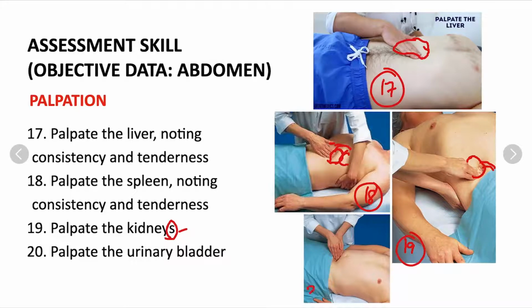Okay, for number 20, you would be palpating your urinary bladder. So where is the urinary bladder located? It's in your hypogastric area. So palpate it. Normal findings for this one. Among 17, 18, and 19, those organs are not palpable. But for the urinary bladder, especially if your patient is not yet able to void or is holding his or her urine because of the examination, you might feel a little bit of distension and it would be palpable. So out of the 4 organs, your urinary bladder is the only one that you could palpate.